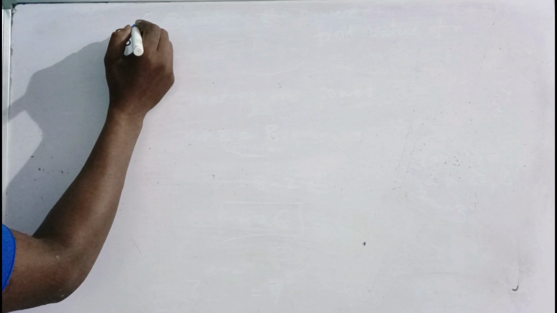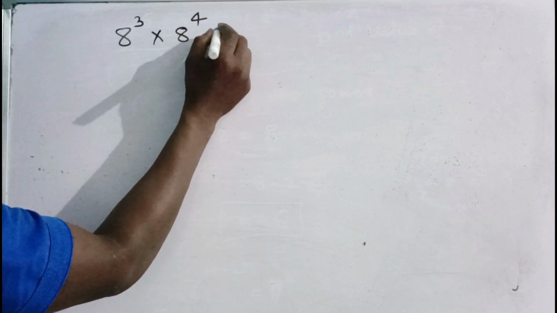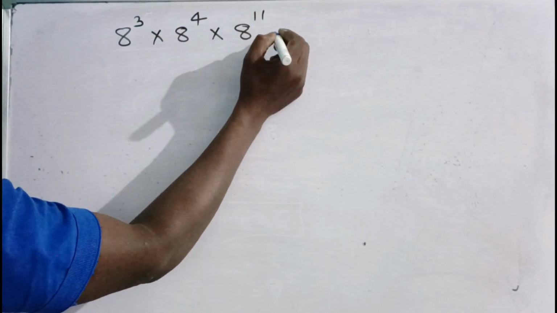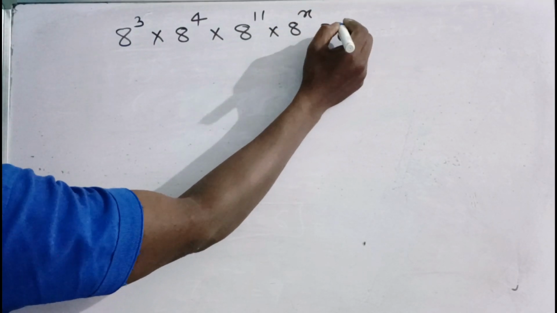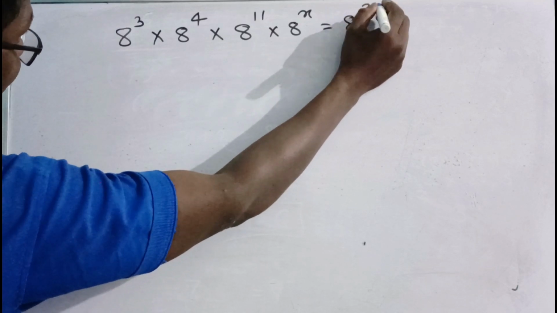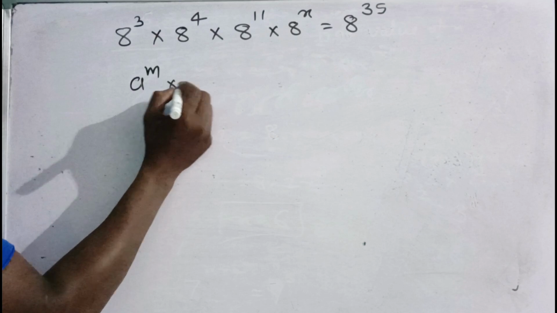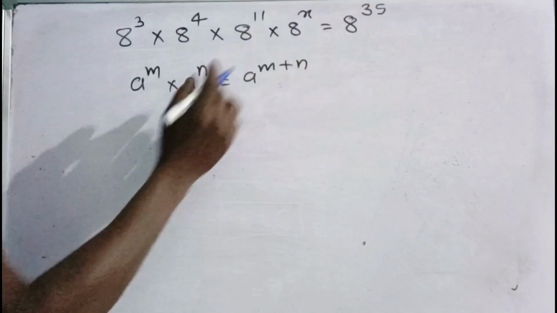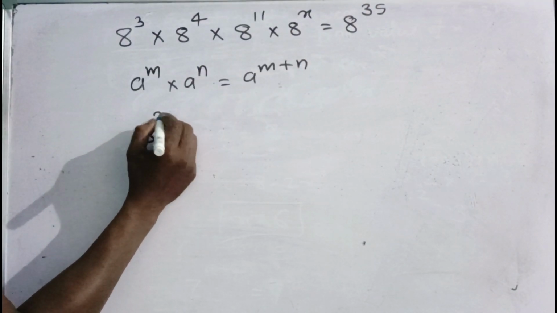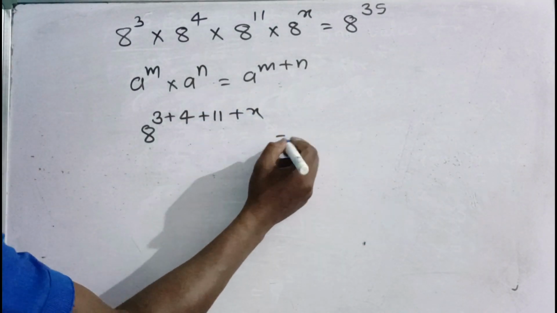8^3 × 8^4 × 8^11 × 8^x is equal to 8^35. Very simple problem. Base is already the same. Using the property a^m × a^n = a^(m+n), addition of all these powers: 8 raised to the power 3 plus 4 plus 11 plus x.